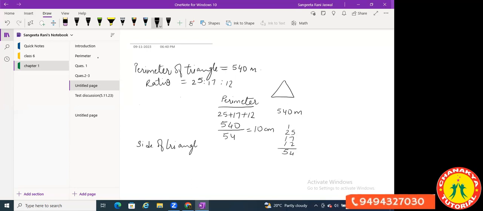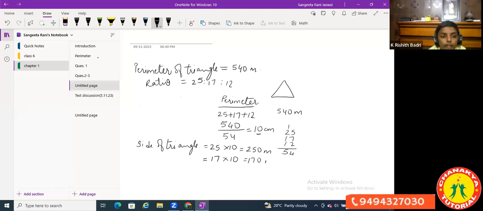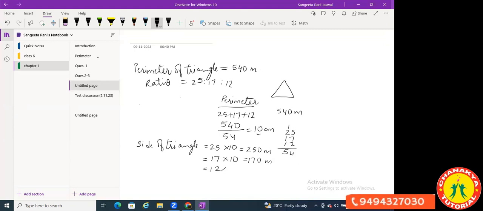Side of a triangle will be 25 into what we have got, 10. Okay, so 25 into 10 is 250 meters. Now another side, this was one side. Another side will be 17 into 10, which is 170 meters. Ma'am, why do we need to multiply with 10? Because see, these were the ratios. These were not actually the sides which were given.